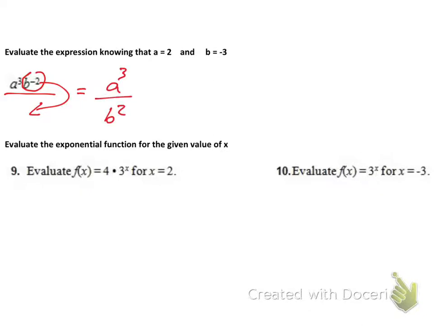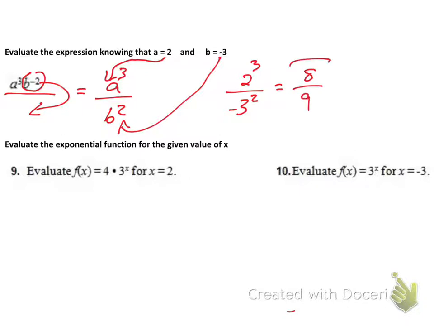So then I can plug my numbers in here and here, and what I'm going to get is 2 to the third over negative 3 to the second. I can simplify that. 2 to the third is 8, and negative 3 to the second is 9. That's your final answer.